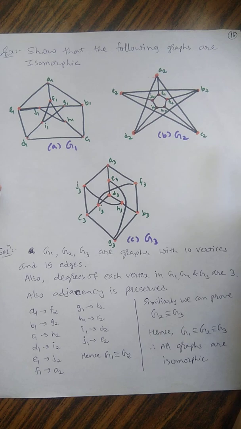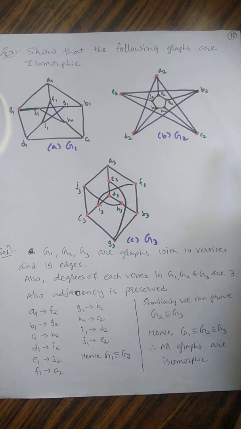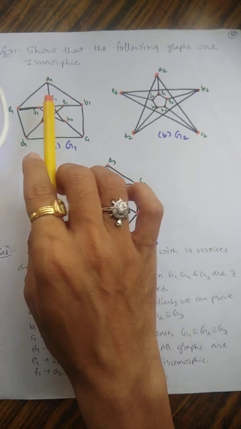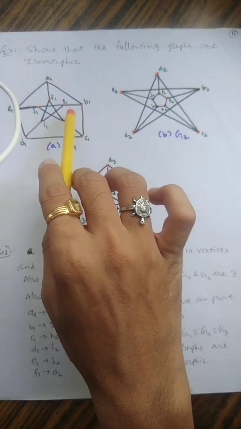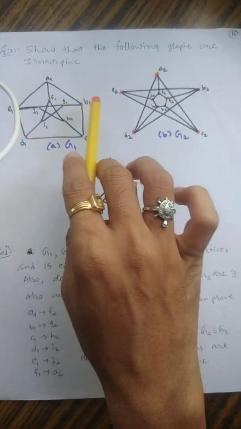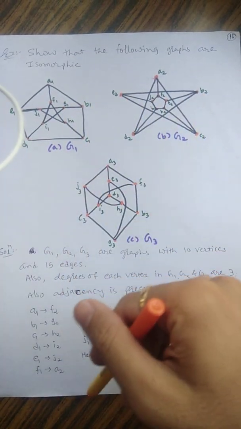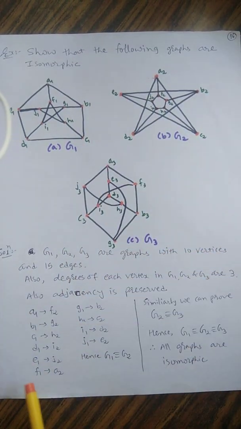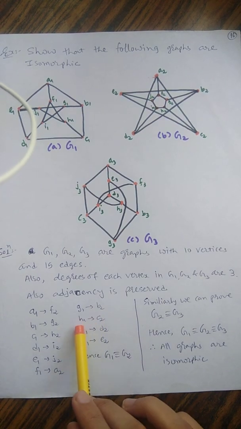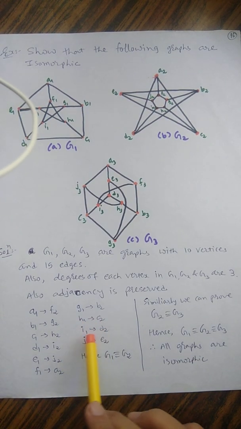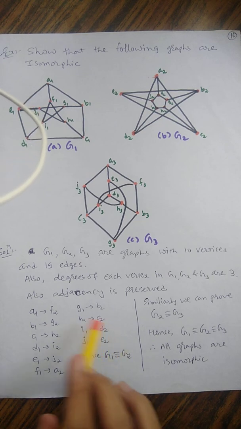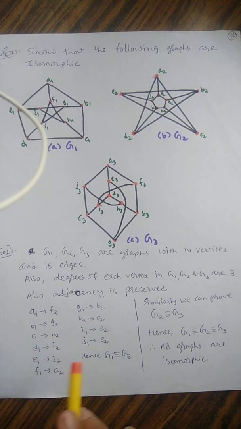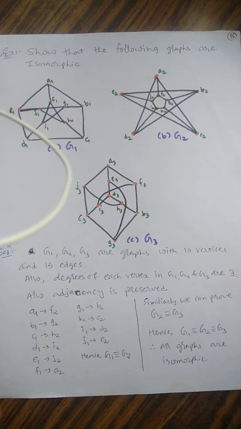Now we see that F2 is connected with A2 inside. Similarly here F1 is connected to A2. Okay. Now G1 is connected to B2. You can see that F1 is connected to A2, G1 is connected to B2, H1 is connected to C2, I1 is connected to D2, and J1 is connected to E2. So we see that the adjacency also is preserved. So G1 and G2 are isomorphic graphs.